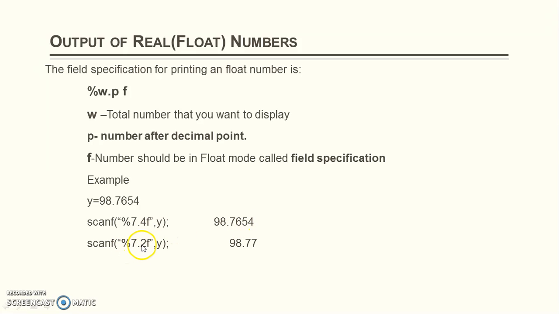But if you are writing %7.2f, that means your number has 7 digits in total, but after the decimal you want only 2 digits. So it will take only 2 digits and it will round off your number, that means 98.77. In the starting it will add a space. So this is about how you will get a formatted real number.